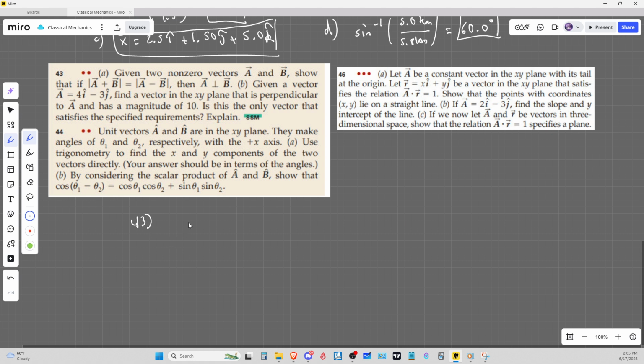So 43. So A. Okay, 2 non-zero vectors. So we'll put AX plus AY, and then we'll have B, so BY.